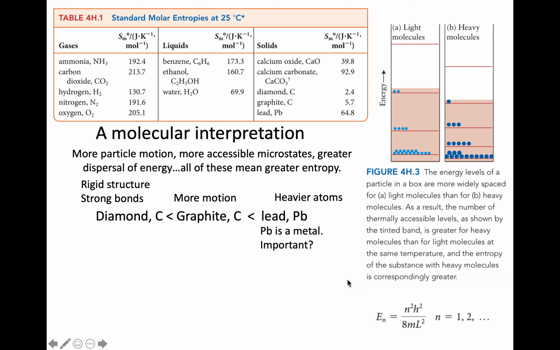Is that somehow important compared to a network solid here? So in order to do that comparison, I looked and thought, well, let me choose a metal that has a smaller molar mass, like lithium, smaller than carbon. And sure enough, its entropy value is not as large as lead, but it's larger than either diamond or graphite. That suggests to me that it has greater particle motion.